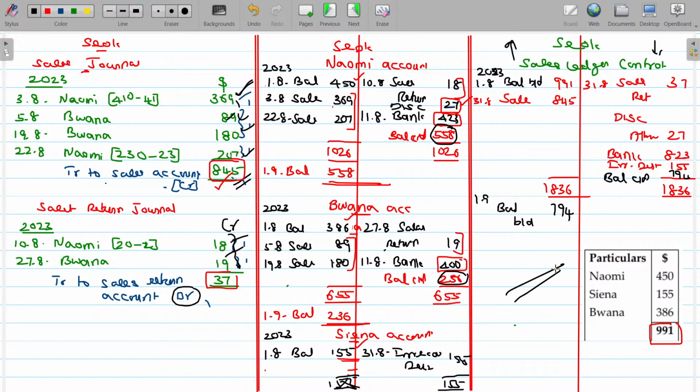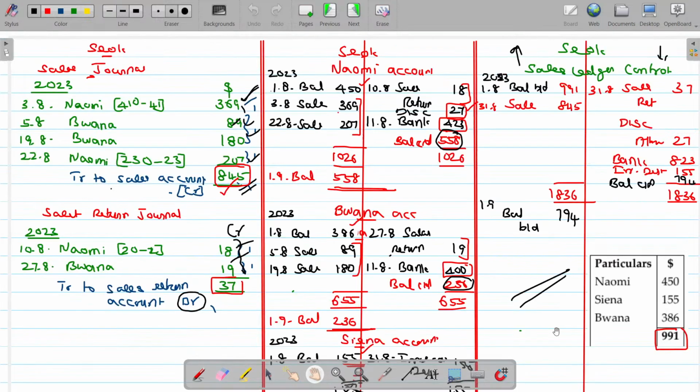Is that clear? So from this it is clear. Three parties are required to be opened but not asked in the question. They have asked only Naomi account, and Siana account has irrecoverable debt, so it is cancelled. We don't have any balance recoverable from Siana, and adding up all three will be considered as the ledger control account. So I opened the ledger control account also. Now move on to the next illustration.